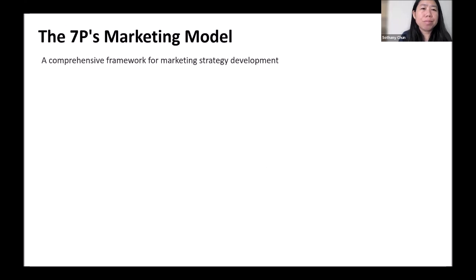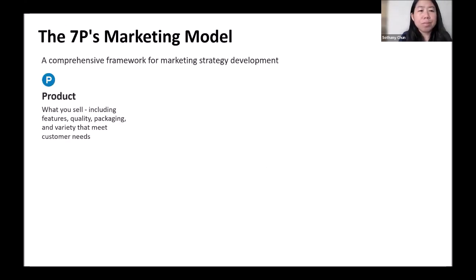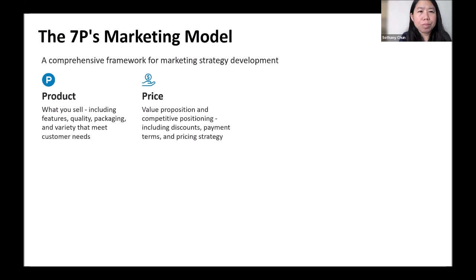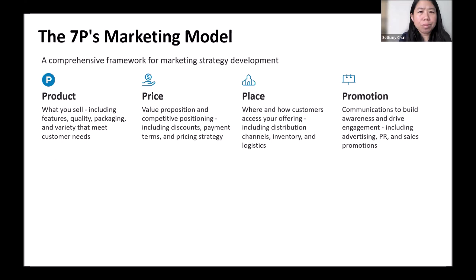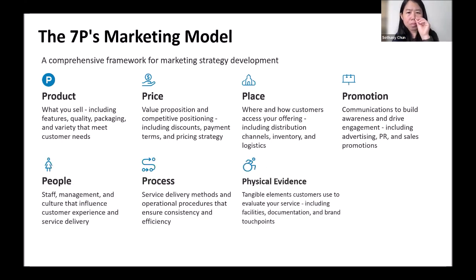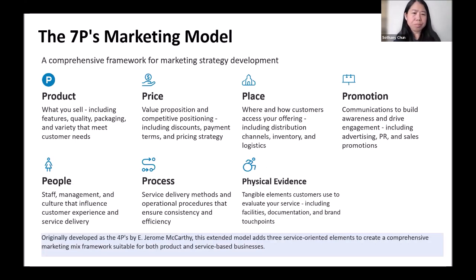So next is the 7P marketing model. Usually they look at product, what you sell, introduce feature, quality, package, something like that. And then price, place, promotion, people, process, and physical evidence. So this is the 7P marketing model. Usually it looks at almost all angles of the product.